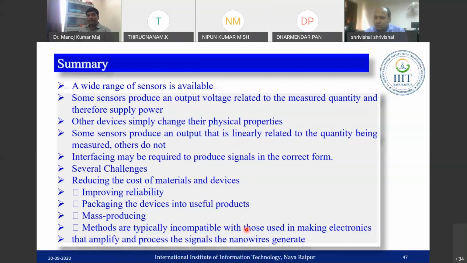Whenever we are producing ICs, we should know how we can produce thousands of similar ICs at the same time with minimum effort. That is called batch fabrication, and the different methods are typically incompatible with those used in making electronics. Finally, we have also focused some light on nanowire based sensors. It is a very open area for the future, and people are very interested to work on nanowire based biosensors, nanowire based security sensors, and various other applications.